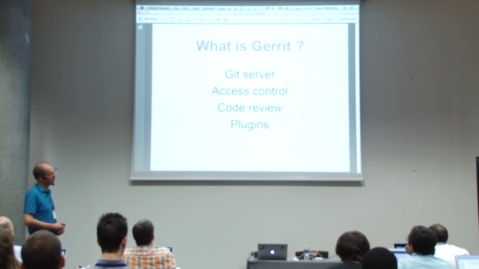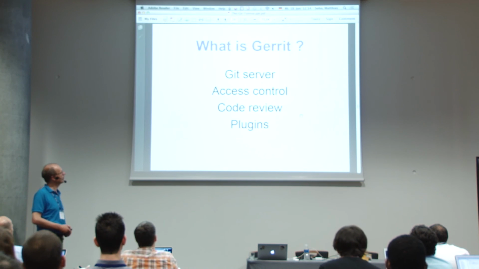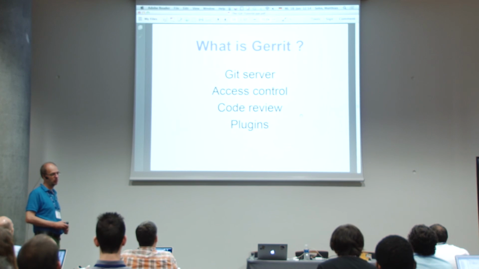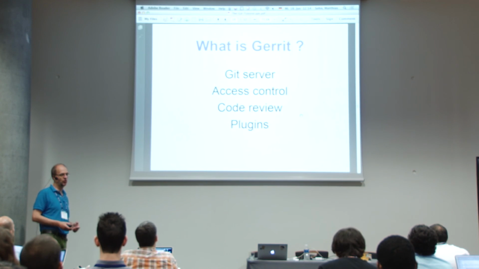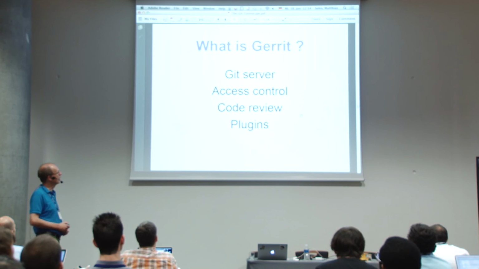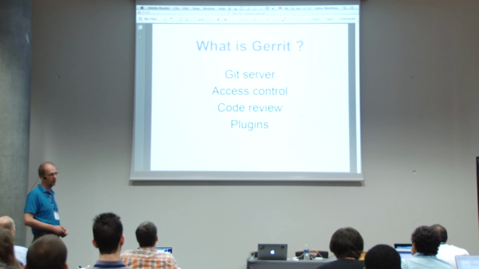So what is Gerrit? It's a Git server in the first place. That's the part we already used in the Git exercises. Then it adds access control, so it's possible to have different permissions for different roles, and you can also have a fine-grained control on which branch you can do what. It adds a code review workflow, and since 2 years or so, it also has a plugin API, so you can also add functionality on your own.